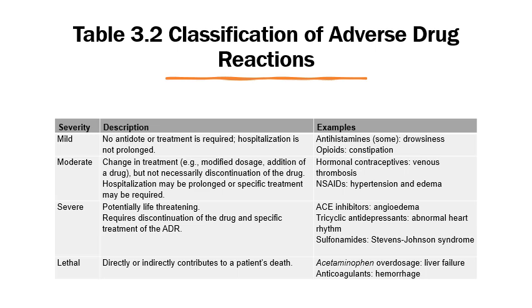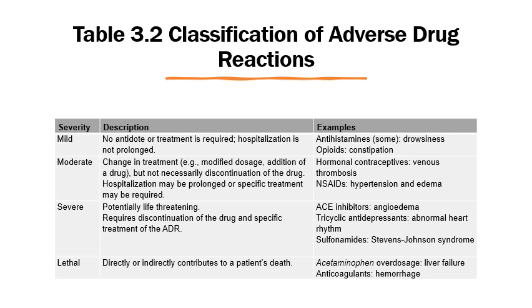So here's a table just outlining adverse drug reactions of different drugs, going mild, moderate, severe, lethal. They talk about some of the things that are very common. For instance, in a mild situation, there's no antidote or treatment required. Hospitalization is usually not prolonged. So for instance, something like antihistamines. Some antihistamines have a tendency to produce drowsiness. Opioids could cause constipation.